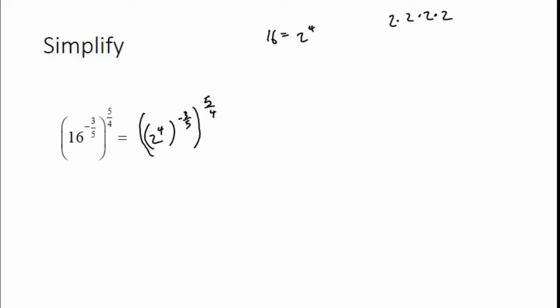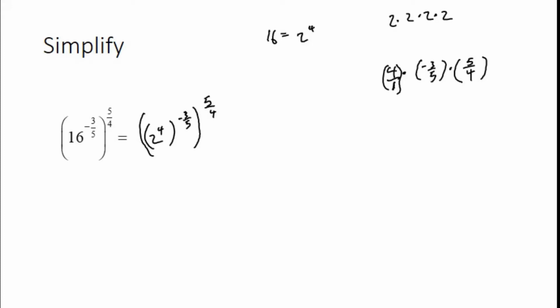And whenever we raise a power to a power, we have to multiply it. So we're really multiplying three numbers here. So let's see what that would look like. If we did 4 times negative 3/5 times 5/4, that should be our new power. Of course, we can make this 4 over 1 if we wanted to.